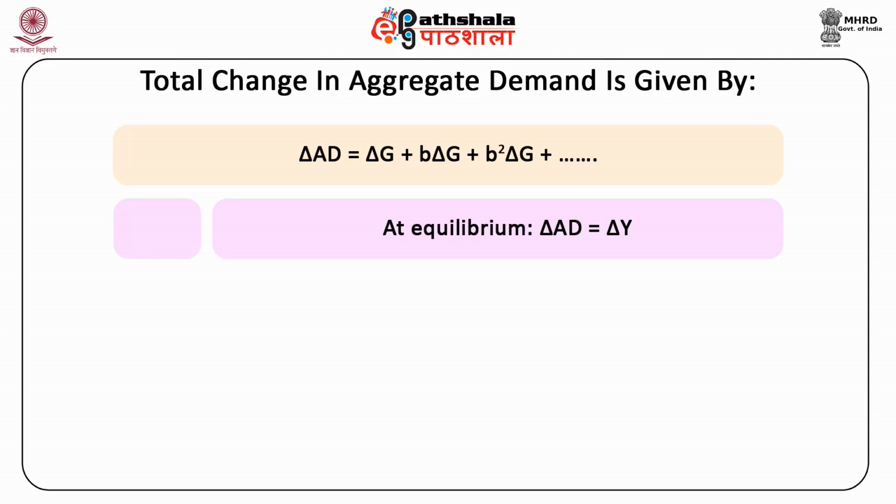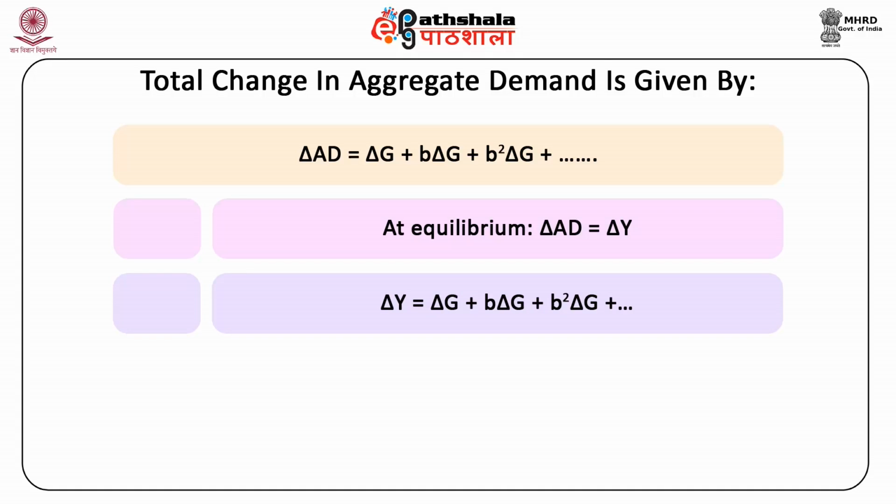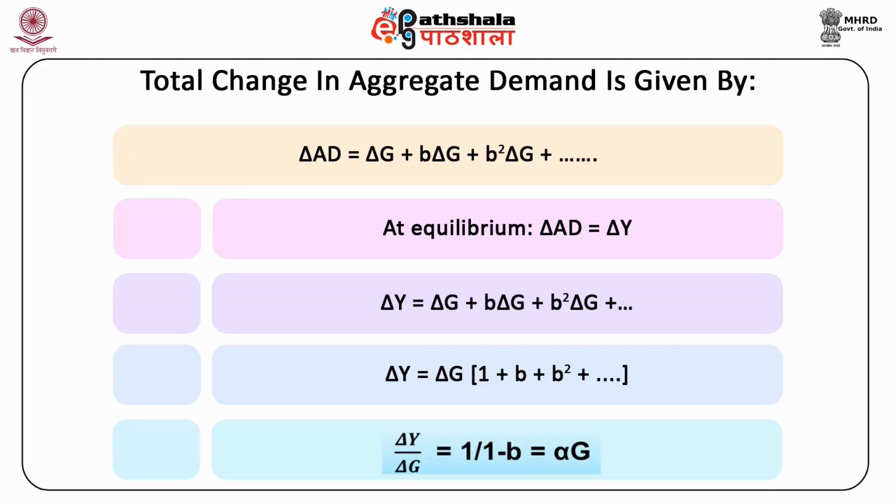At equilibrium, change in aggregate demand must equal change in output levels. That is, change in AD is equal to change in Y. Hence, change in Y is equal to change in G plus B into change in G plus B square into change in G, and so on, or change in Y is equal to change in G into bracket 1 plus B plus B square, and so on, bracket close, or change in Y by change in G is equal to 1 by 1 minus B is equal to alpha G, which is the government expenditure multiplier. This is given as equation 10.